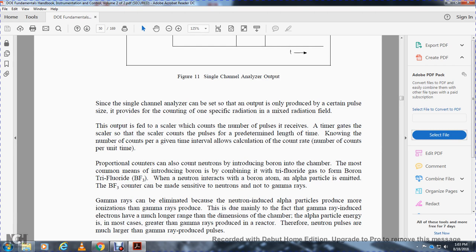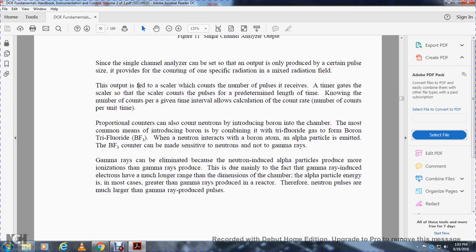The most common means for introducing boron is by using boron trifluoride gas, BF3. The neutron interacts with the boron atom and an alpha particle is emitted, so the boron trifluoride counter is made sensitive to the neutrons, not to gamma rays. Gamma rays can be eliminated, since the neutron-induced alpha particle produces more ionization than gamma rays produce.